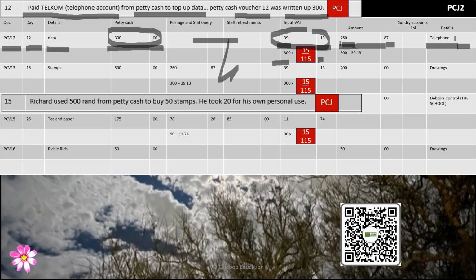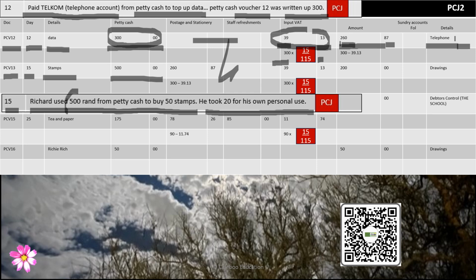It said on the 15th, Richard used 500 Rand from petty cash to buy 50 stamps. He took 20 for his own personal use. Let's have a look. This one could be interesting. So how much petty cash was taken? What was it for? Stamps. Petty cash voucher number 13 was issued. The date's the 15th. What came out of petty cash? 500.